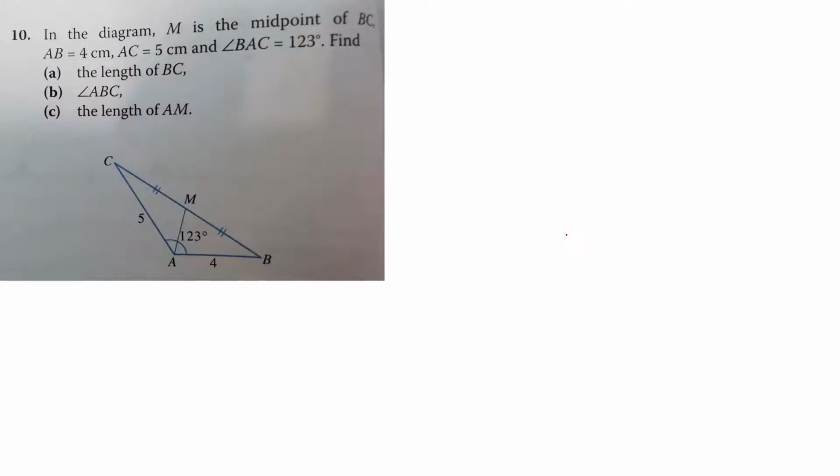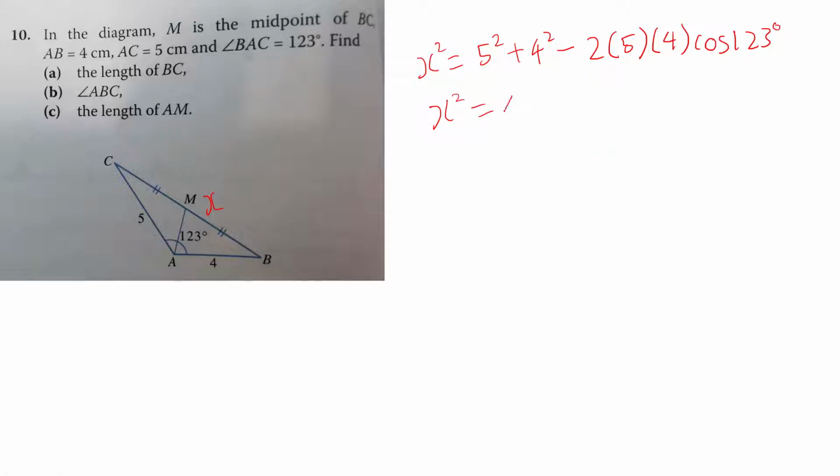Next question is question 10. We are supposed to find the length of BC. This is also another application of cosine rule. BC is down here, and the opposite angle is 123. Let's call it x, so it's easier for me to write. So x squared is equal to 5 squared plus 4 squared minus 2 times 5 times 4 times cosine 123, because 123 is opposite side x. So x squared is equal to 41 minus 2 times 5 times 4, which is 40, times cosine 123.